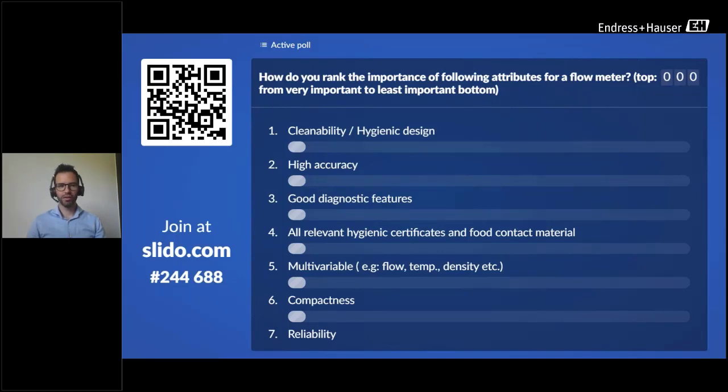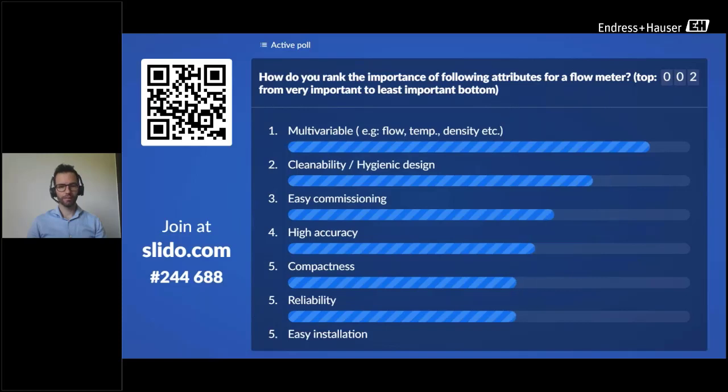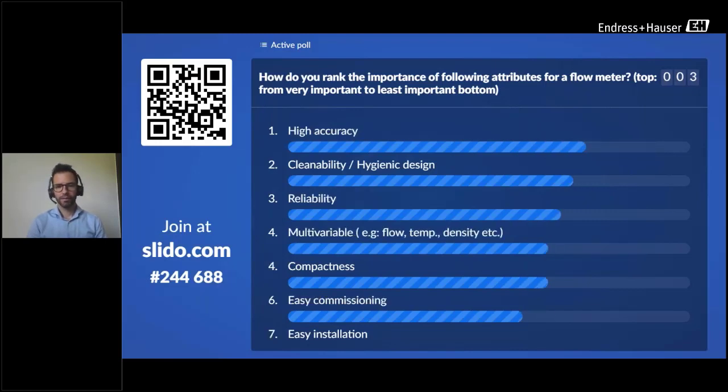So just use the link again, which was provided in the chat, or the QR code where you can use the mobile phone. Then we see directly how it's changing and what you see as important, which is also very interesting for us to know. I will leave this maybe a couple minutes, because we are also getting close to the end.